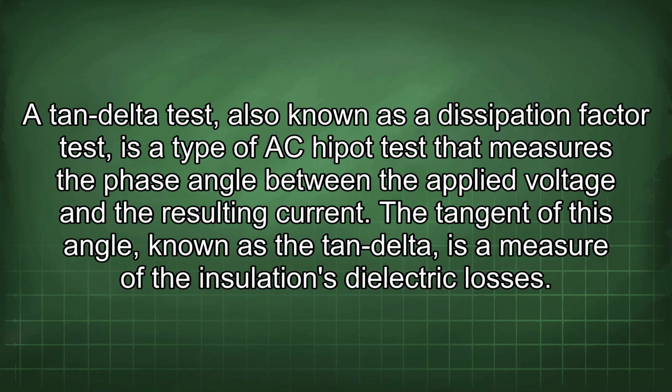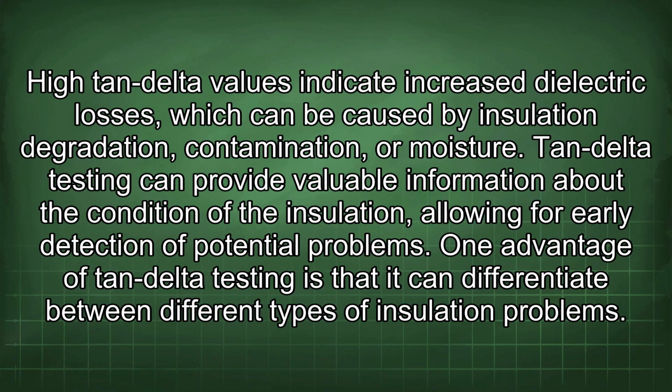A tan delta test, also known as a dissipation factor test, is a type of AC Hipot test that measures the phase angle between the applied voltage and the resulting current. The tangent of this angle, known as the tan delta, is a measure of the insulation's dielectric losses. High tan delta values indicate increased dielectric losses, which can be caused by insulation degradation, contamination, or moisture. Tan delta testing can provide valuable information about the condition of the insulation, allowing for early detection of potential problems.